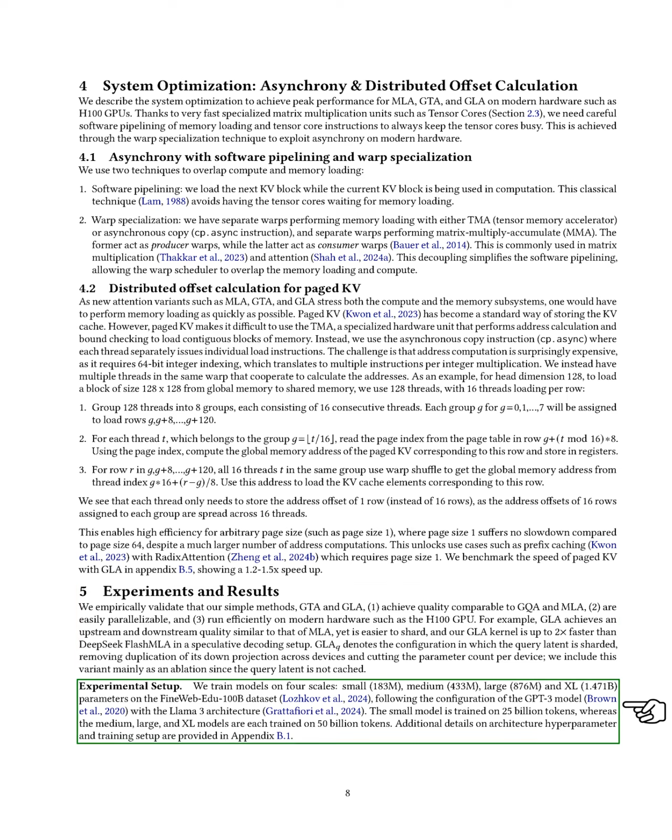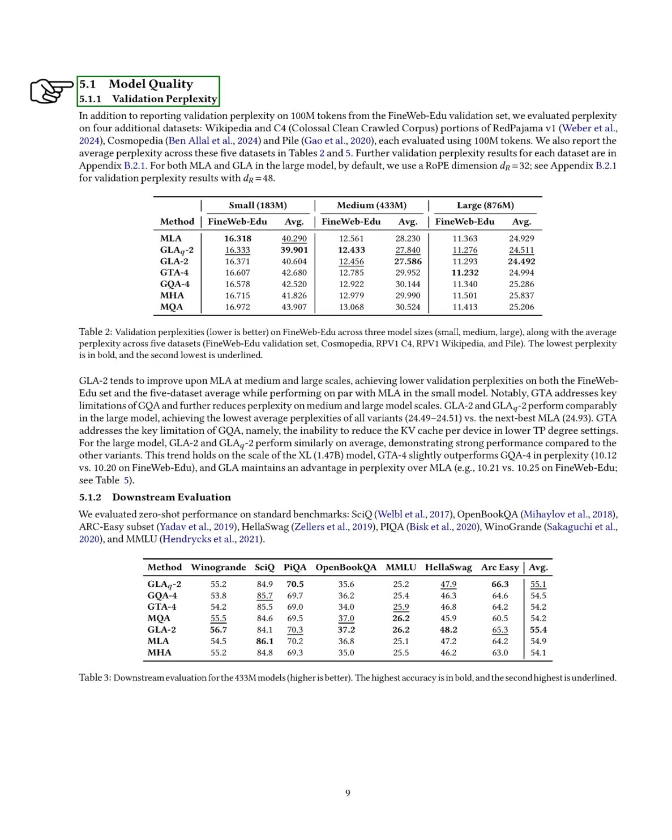For our experimental setup, we train models at 4 scales: small, 183 million parameters; medium, 433 million; large, 876 million; and XL, 1.471 billion parameters, using the Fine Web Edu 100B dataset and following the GPT-3 model configuration with the Llama 3 architecture. The small model is trained on 25 billion tokens, while the others are trained on 50 billion tokens each. Additional details on architecture and training setup can be found in the appendix.